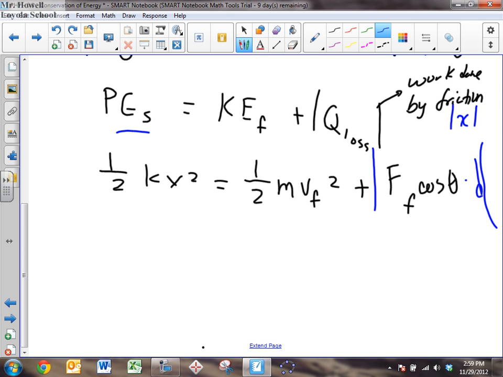If we can figure out Ff, we have everything except for D. See what I'm saying right now? Again, given, given, given, given, given, we need Ff, which we'll figure out in a second, to get D, which is what we're looking for.